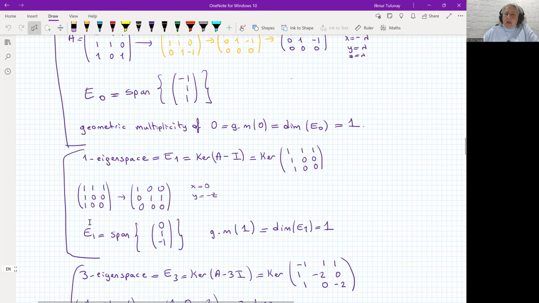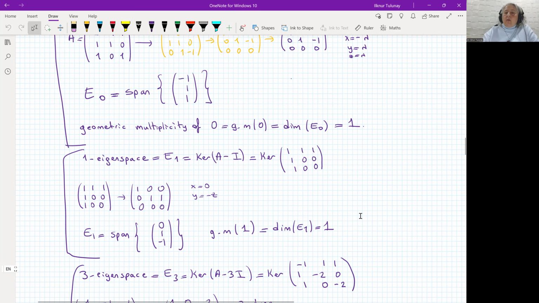And this is the eigenspace for eigenvalue 1. The geometric multiplicity of the eigenvalue 1, which is the dimension of the eigenspace with respect to the eigenvalue 1, is 1, because you have one vector which spans it and is the basis of E1.